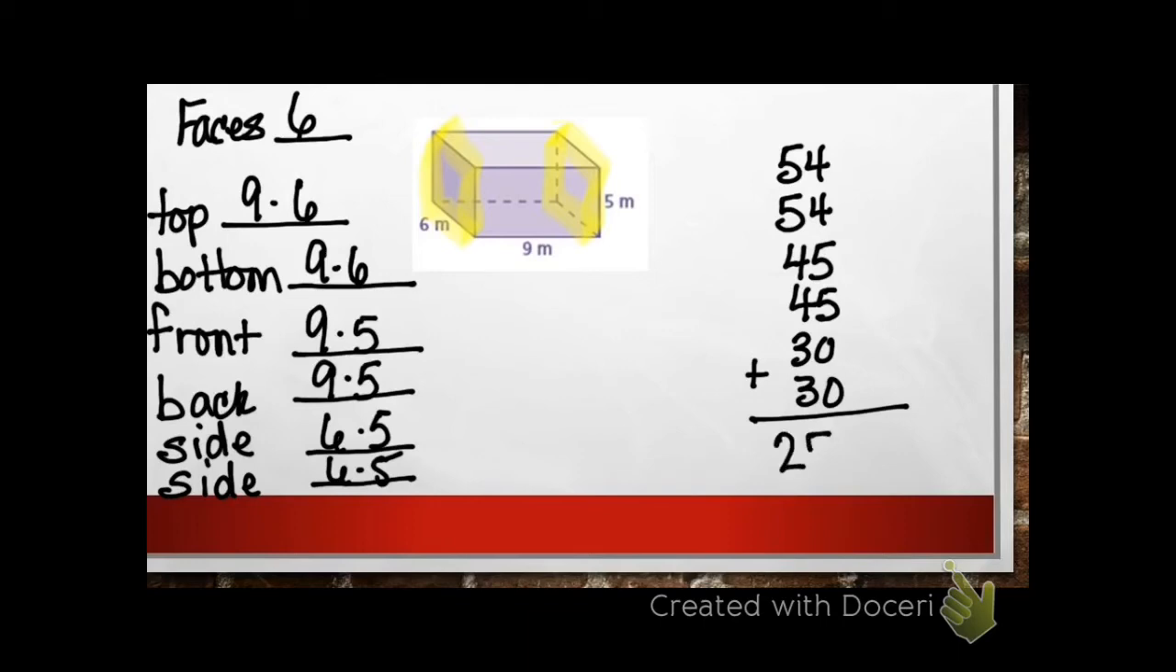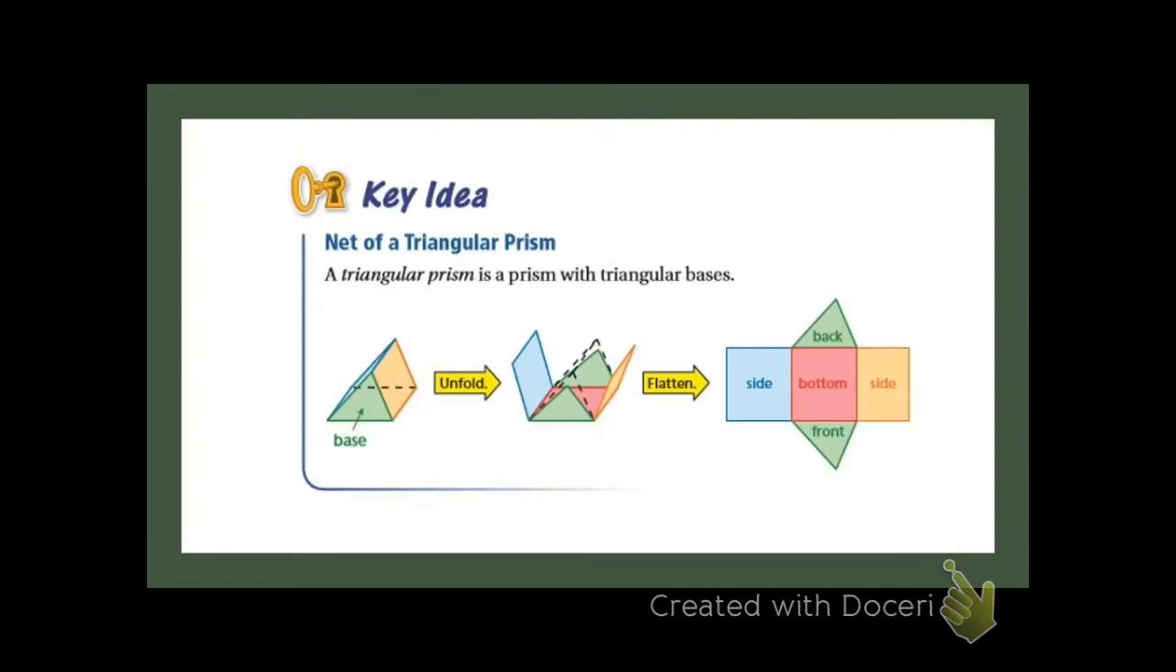Did y'all get 258? Don't forget your label of meters squared. So our area is 258 meters squared. All right, now look at our triangular prism. I think this is the one that can get confusing for some people, so I really wanted you to see the way the book deconstructed it.